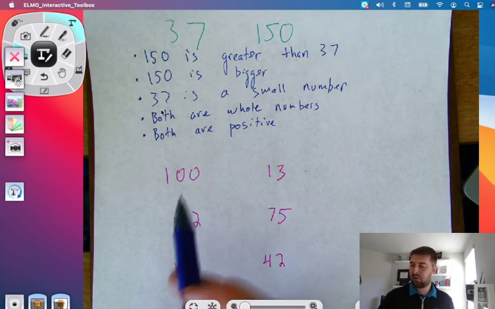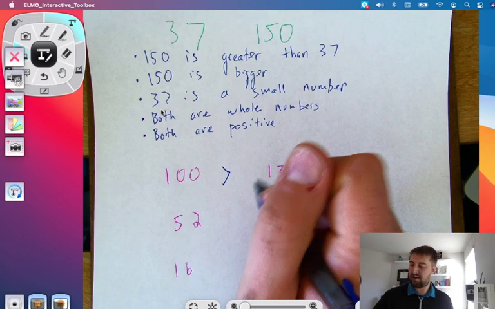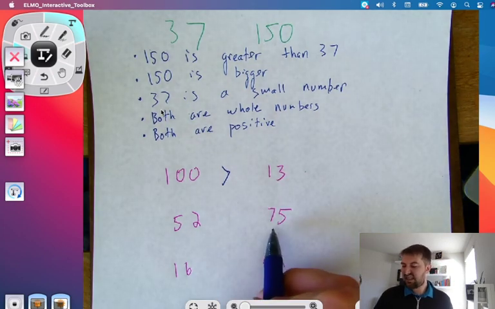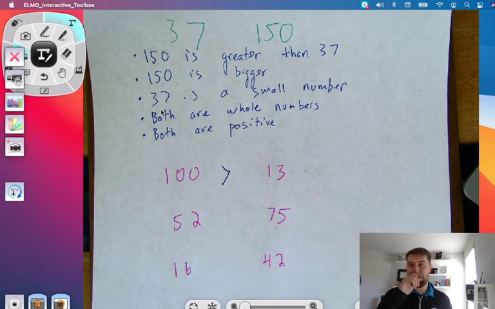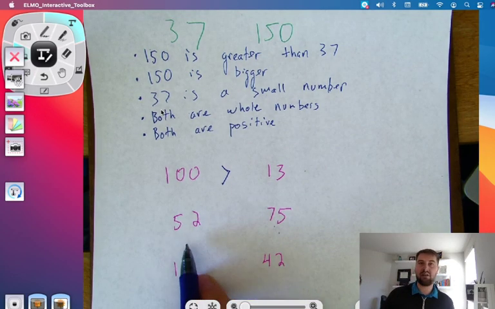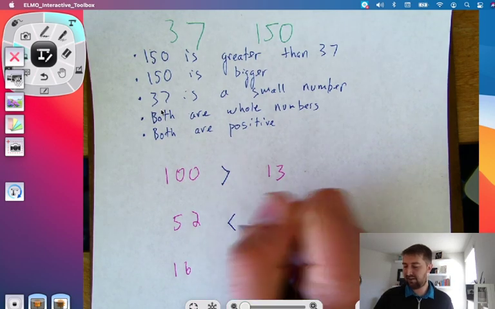Okay, so I know that 100 is greater than 13. So I'm going to put 100 is greater than 13. Now I know 75 is greater than 52. Now I know I'd rather have 75 cookies than 52 cookies. So 52 is less than 75 because 75 is greater than 52.